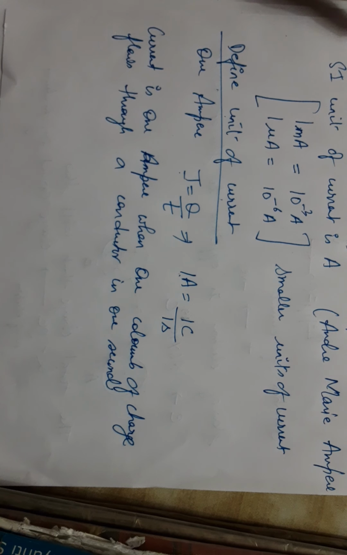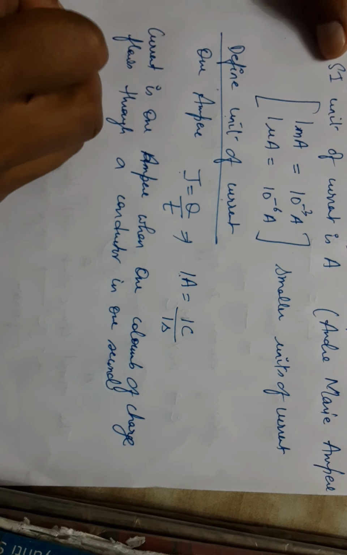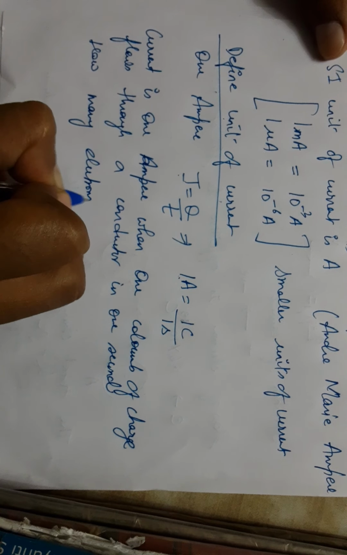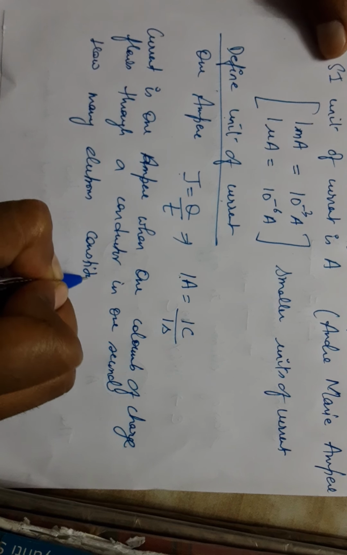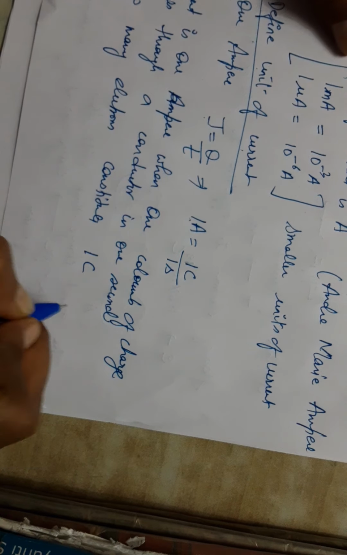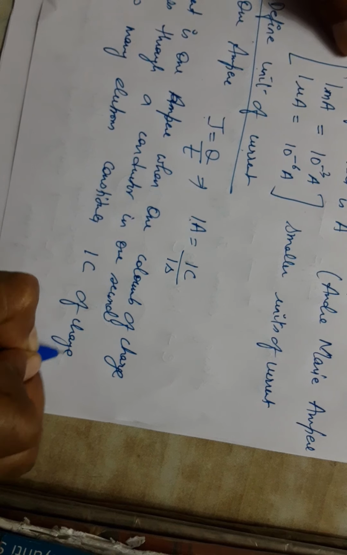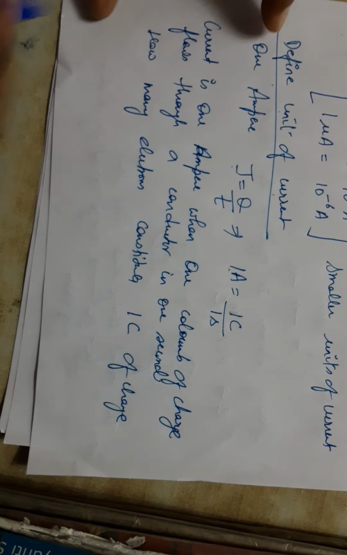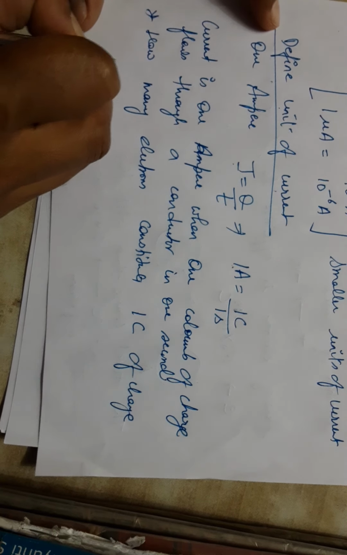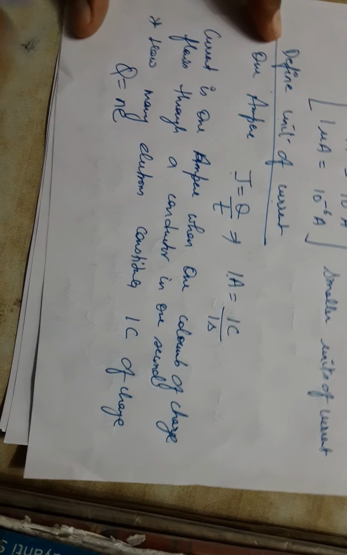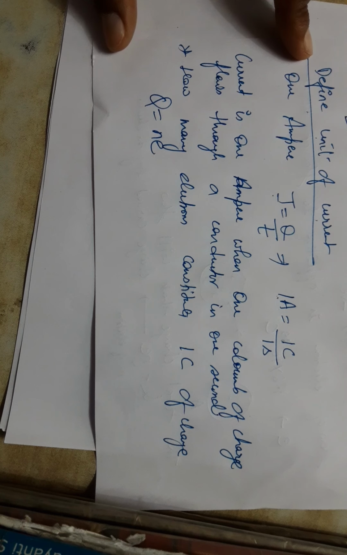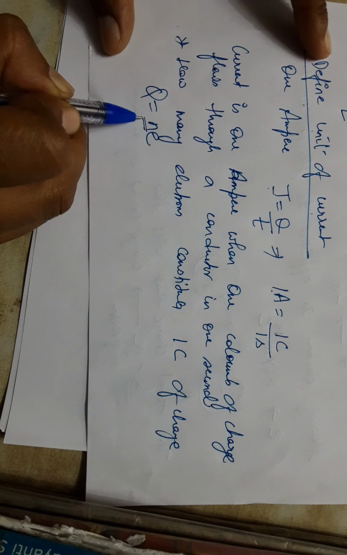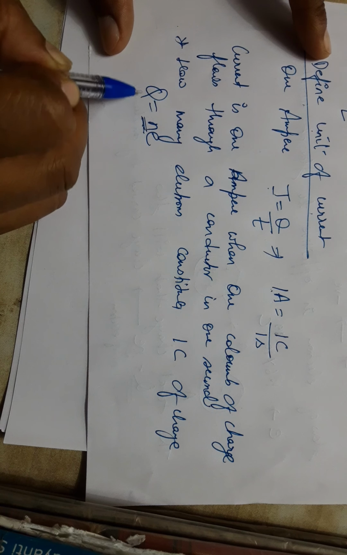Now one important question that comes is: how many electrons constitute 1 coulomb of charge? This is a question that many times comes in the paper. We have seen the formula Q equals Ne. This is the formula for finding the charge. Here we have to find how many electrons constitute 1 coulomb of charge.